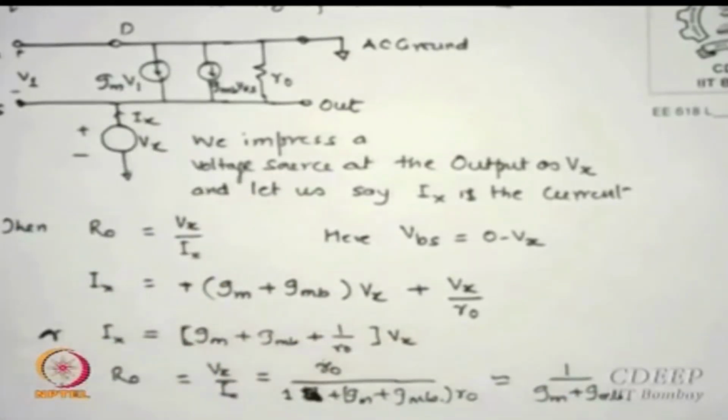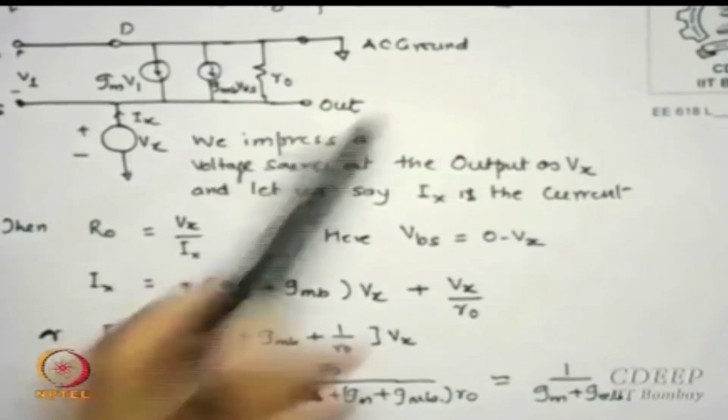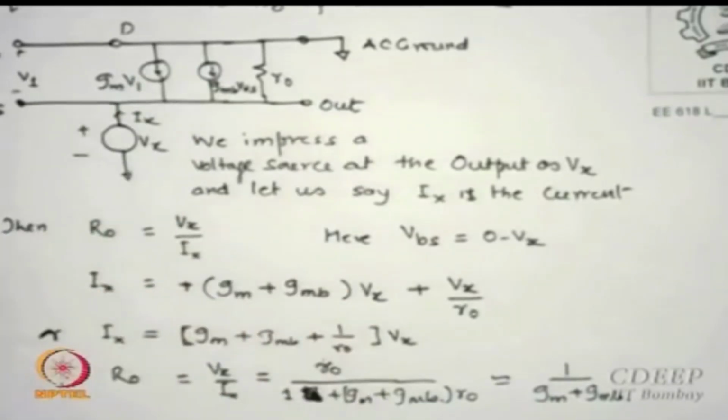So if I rewrite, Ix is equal to (Gm plus GMB) Vx plus Vx by R0. And if I say R0 is very large compared to 1 upon Gm's, the resistance seen here for the top device becomes 1 upon (Gm plus GMB).